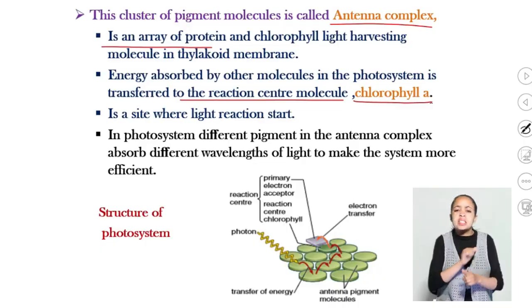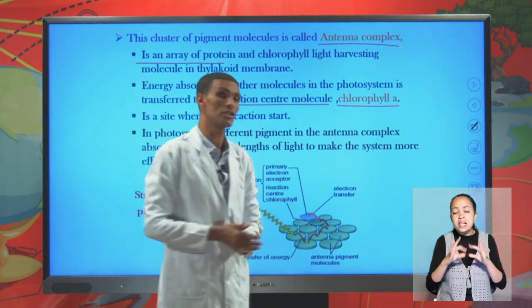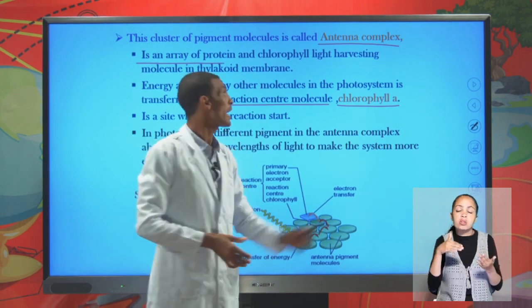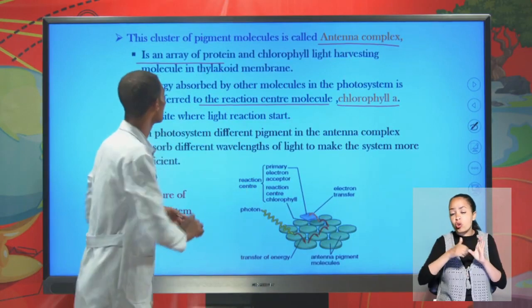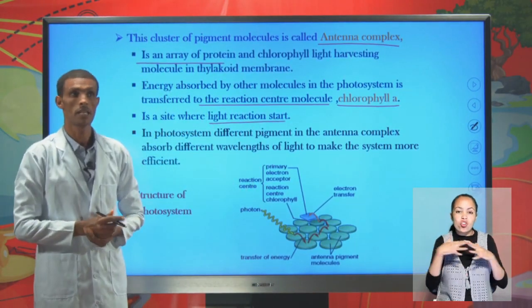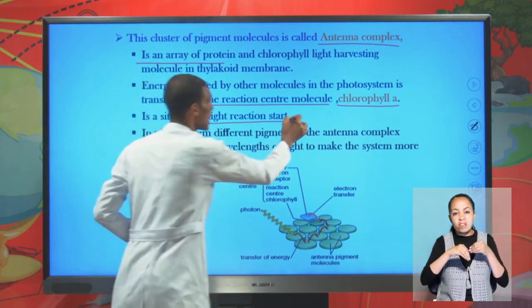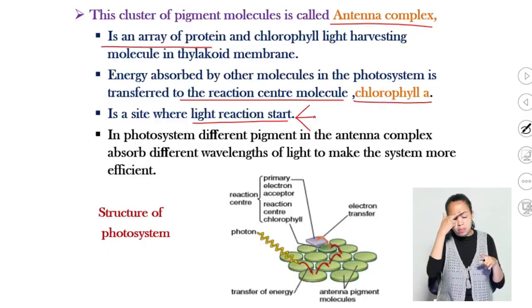An energy captured by different antenna complexes is transferred to this reaction center molecule. In here, the reaction center molecule, or chlorophyll A, is the place where light-dependent reactions start. The activity or reactions that take place in the light-dependent reaction take place in here.